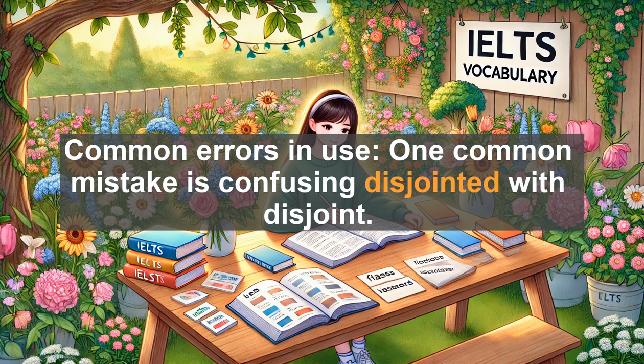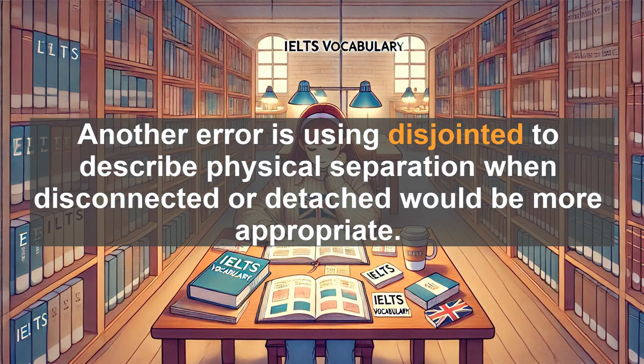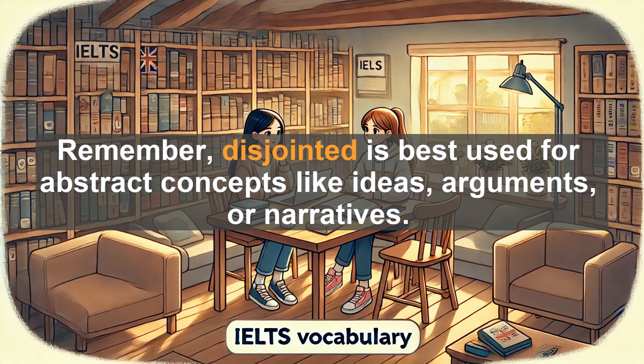Common errors in use. One common mistake is confusing disjointed with disjoint. While disjointed is an adjective describing a lack of coherence, disjoint is primarily used in mathematics to describe sets that have no elements in common. Another error is using disjointed to describe physical separation when disconnected or detached would be more appropriate. Remember, disjointed is best used for abstract concepts like ideas, arguments, or narratives.